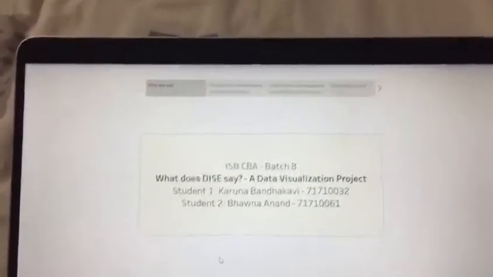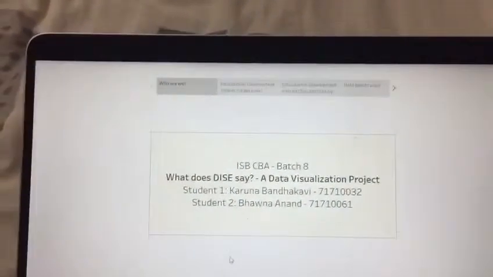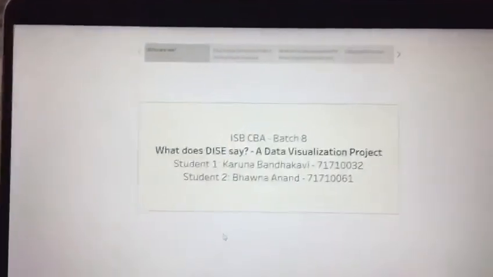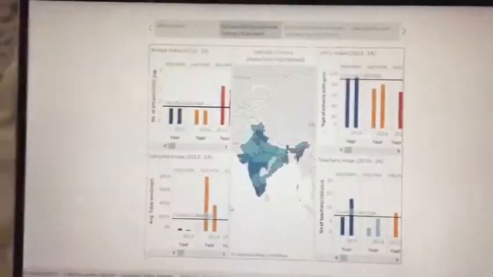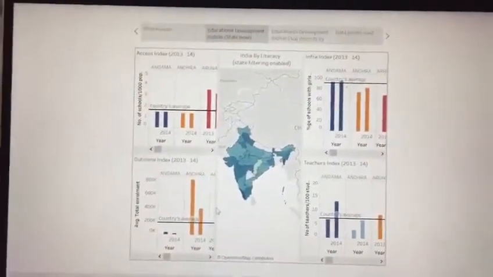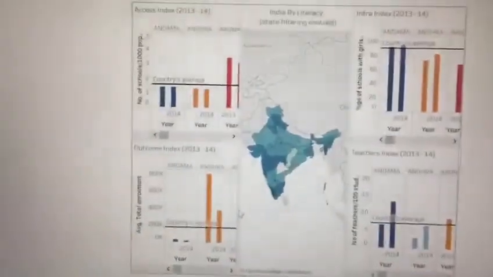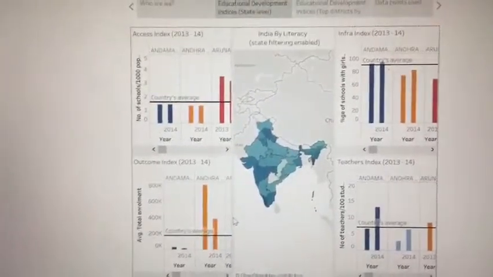Hi, welcome to our presentation on the analysis of District Information System for Education. We attempt to create two dashboards, one at a state level and one at a district level. Both dashboards have 5 main components. In the central window, we have filtering by literacy rate.